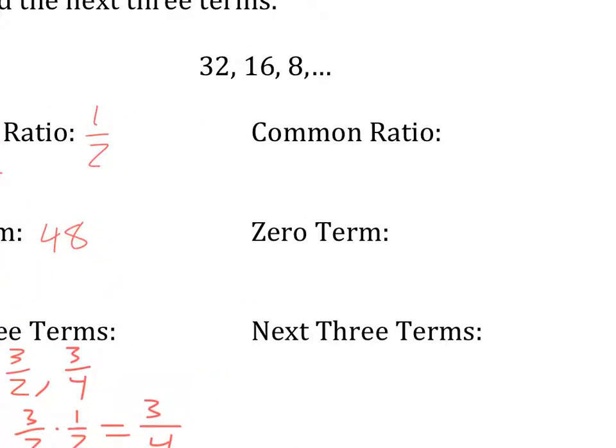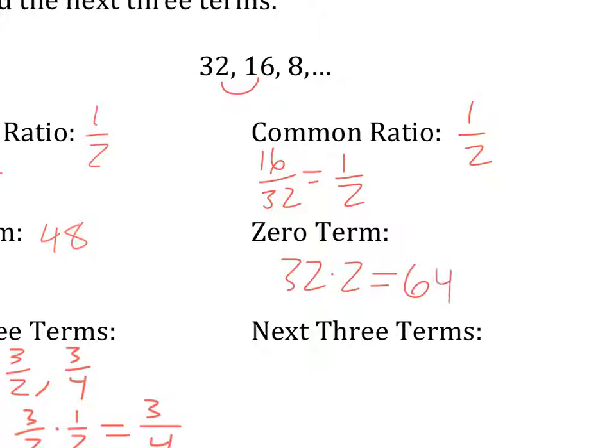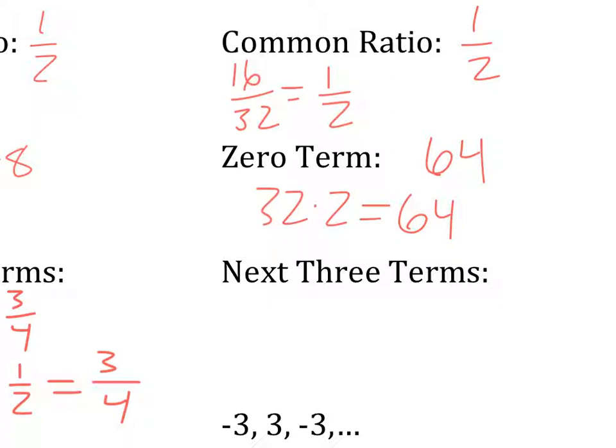Okay, for this one, it looks like 32 to 16. Well, we can do 16 divided by 32. That will also simplify to 1/2. So our common ratio again here is going to be 1/2. Our zero term, 32 times 2, or divided by 1/2. Yep, that equals 64. So that'll be our zero term. Our next three terms, well, we have 8 divided by 2, that's 4. 4 divided by 2 is 2. And 2 divided by 2 is 1.